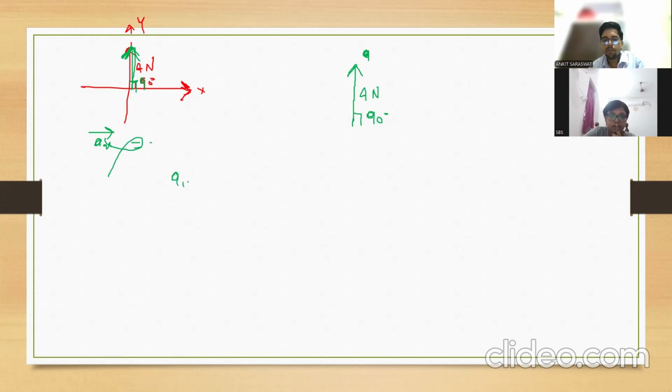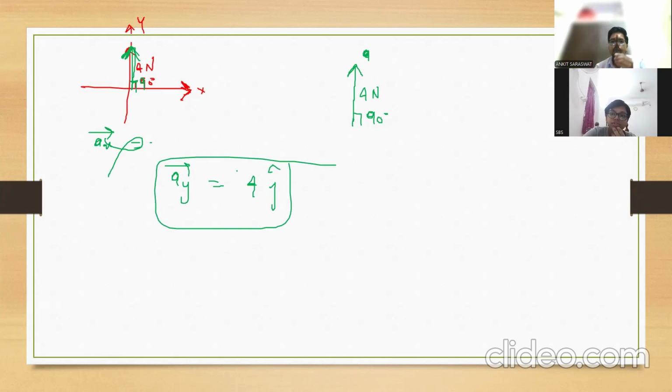Only the vertical component will be what? Vertical component 4 j cap. 4 Newton will be in the y direction. Clear? If it is like that, then on the x-axis, if you draw a perpendicular from this line, there is no shadow, no length of shadow. There is no horizontal component. But if you take the shadow of this on the y-axis, taking the perpendicular from here to the y-axis, this entire length will be the shadow. That's why I have written AY will be 4 j cap.